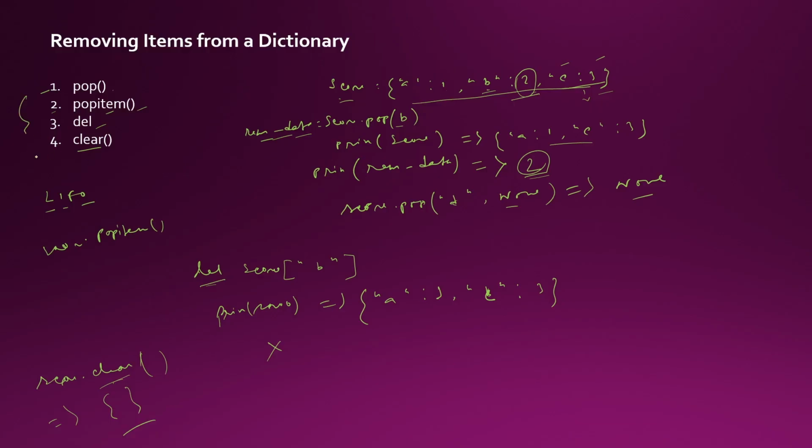So these are the inbuilt functions that we can use to remove our data. If you want to remove a specific key and get the value, use pop. If you want to remove the last inserted pair, use popitem. If you use the del keyword, an item will be removed, but our deleted value will not be stored. And the clear function will clear all the data from our dictionary and give the empty dictionary. Okay, fine.